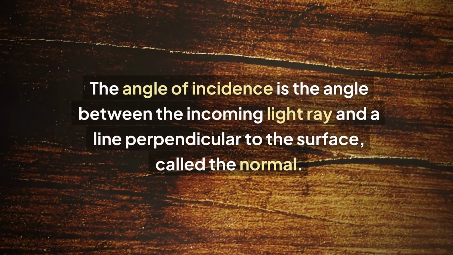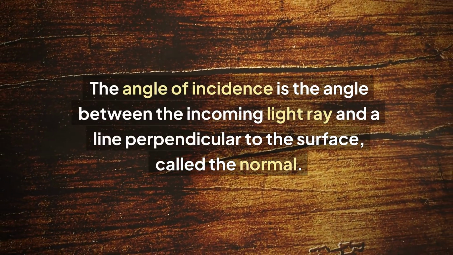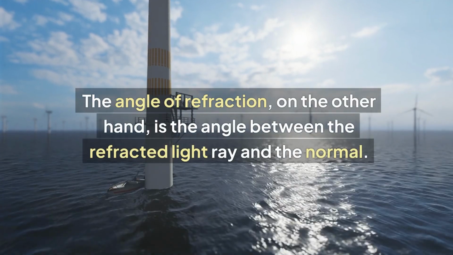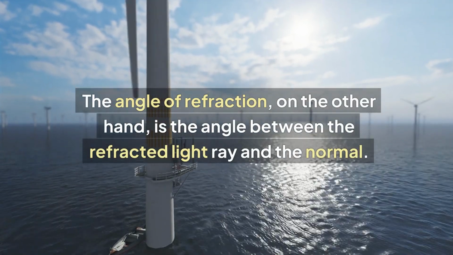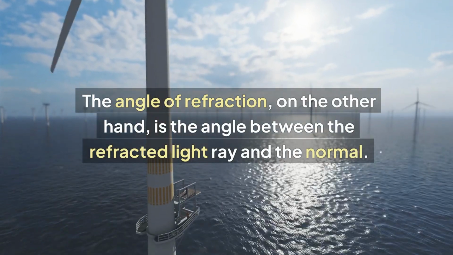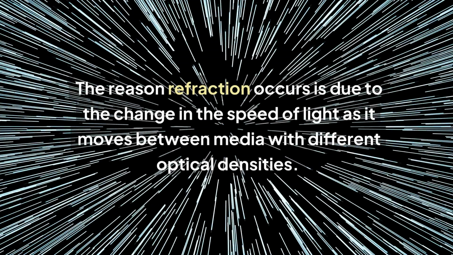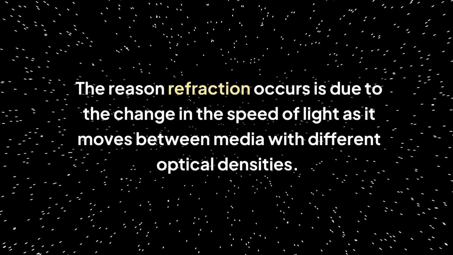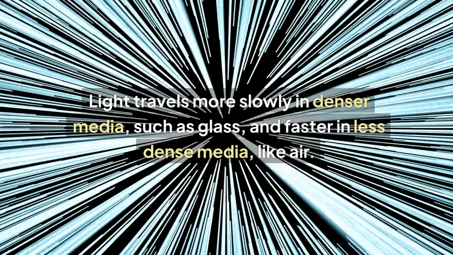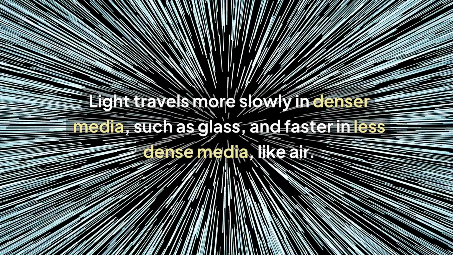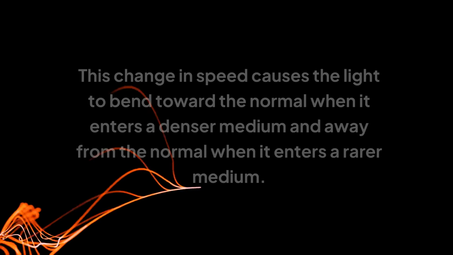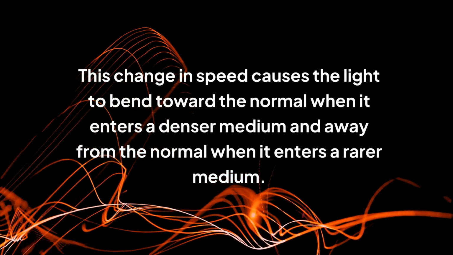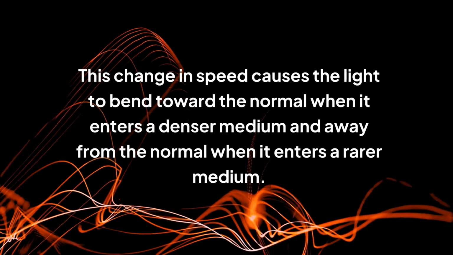The angle of incidence is the angle between the incoming light ray and a line perpendicular to the surface, called the normal. The angle of refraction, on the other hand, is the angle between the refracted light ray and the normal. The reason refraction occurs is due to the change in the speed of light as it moves between media with different optical densities. Light travels more slowly in denser media, such as glass, and faster in less dense media, like air. This change in speed causes the light to bend toward the normal when it enters a denser medium, and away from the normal when it enters a rarer medium.